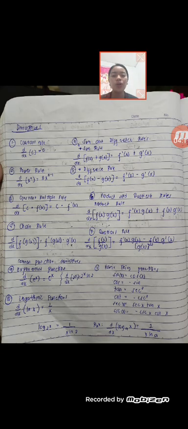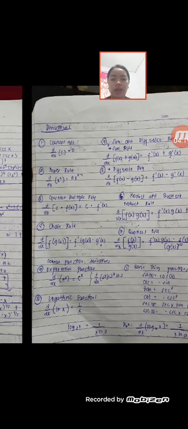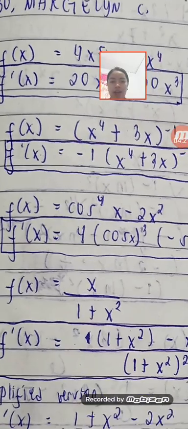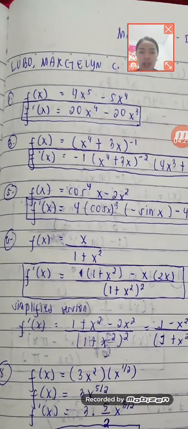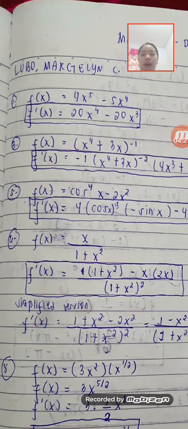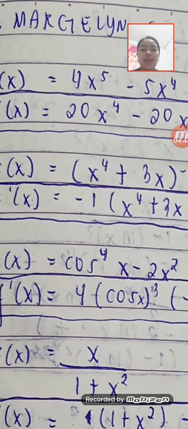So since we already know the rules of the derivatives, we can now answer these given equations. So first one here is the function f(x) is equal to 4x^5 minus 5x^4. So in getting the derivative of this one, again, we will use the power rule. So in power rule, we just need to bring down 5. That's why we multiply 5 by 4. That's why we come up with this 20.